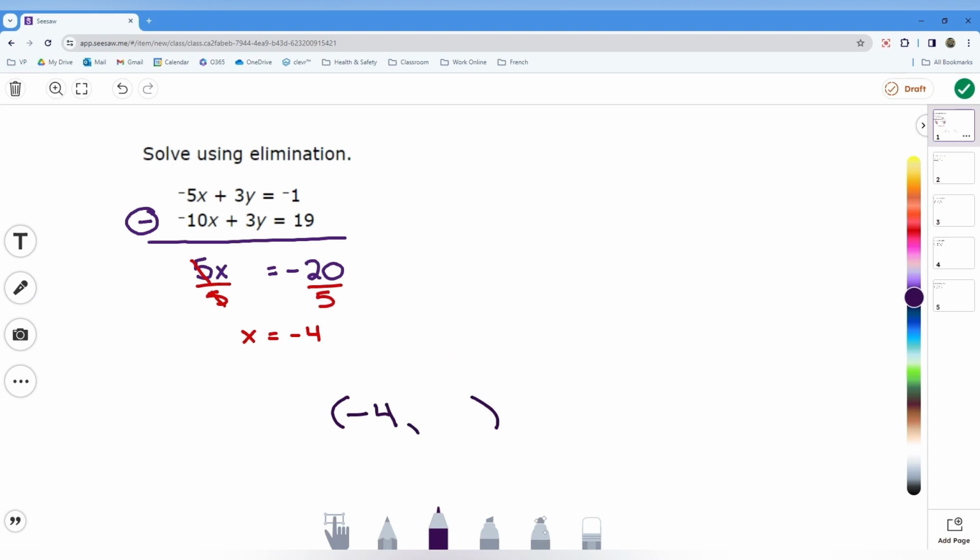So I am going to take this minus 4 and I am going to substitute it back into either the first equation or the second equation. It doesn't matter which one. I'll choose to put it in the first one. So I have minus 5, x is now negative 4, plus 3y equals negative 1. We are going to need to solve for y, so the first thing we are multiplying is minus 5 times minus 4. A negative times a negative does turn into a positive.